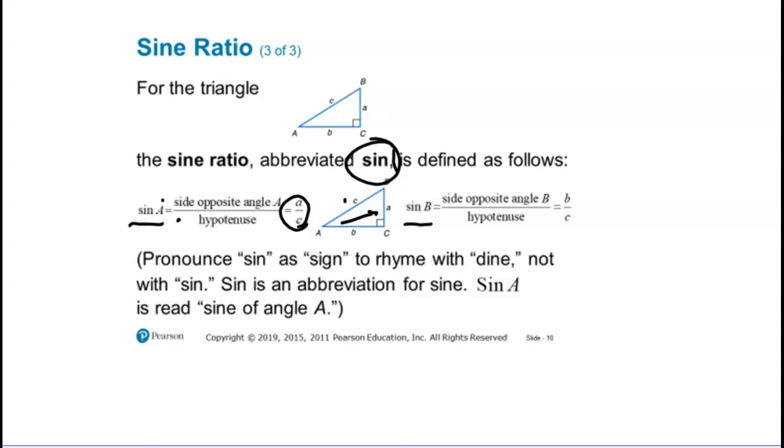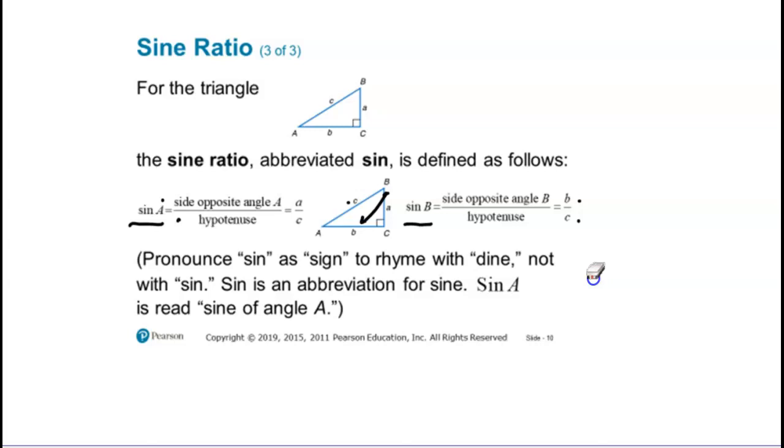Sine B, again, is a different perspective, because now we're not looking at it from this angle here, we're going to look at it from B, which I have covered up here, sorry about that. From the perspective of standing on B, it's the side opposite big B, which is little b, over the hypotenuse right here. So it's little b over little c.